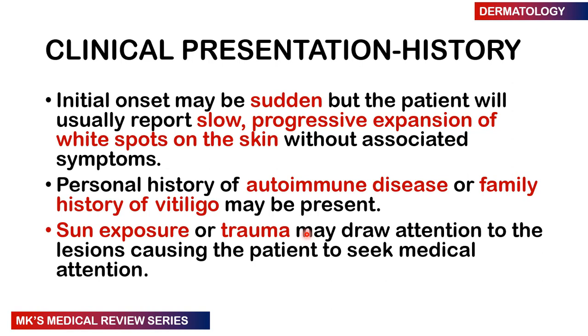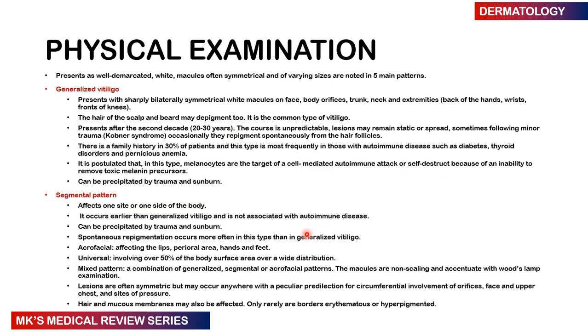The sun, that area of the skin is actually becoming more sun sensitive. Then when you do your physical examination, remember that this presents as a well-demarcated white macule, which is often symmetrical and of varying sizes, and are often noted in five main patterns. But generally, you may have generalized vitiligo, where a patient is going to be having these sharply, bilaterally symmetrical white macules that are going to be present on the face, the body orifices, the trunk, the neck, and even extremities.